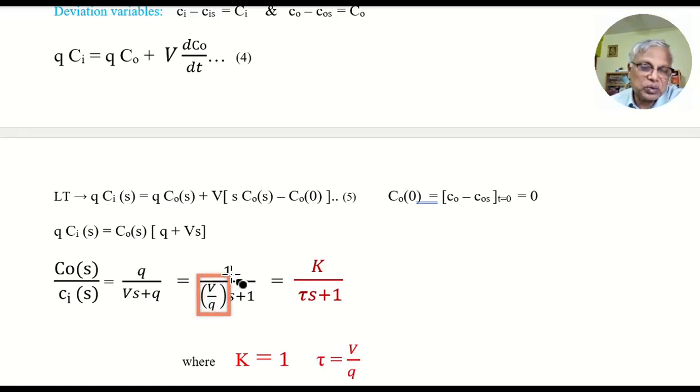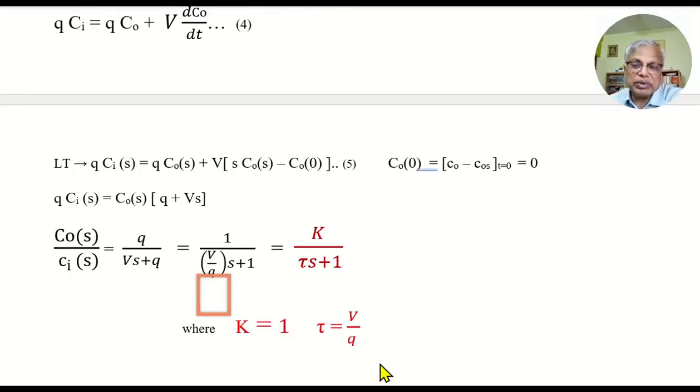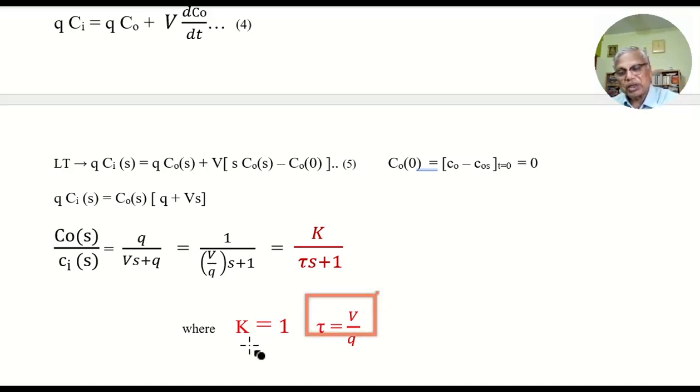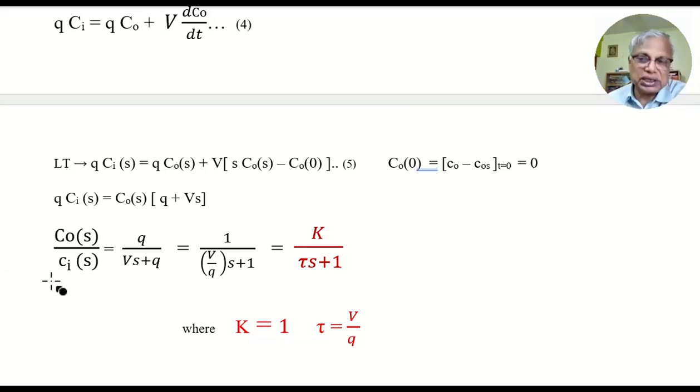Tau is this V by Q. Time constant is V by Q. So if you substitute the units of V and Q, V is the volume of the tank, meter cube. Q is the volumetric flow rate of the liquid, meter cube per second. So if we divide the units, for tau we will find time units, seconds. K is 1, K does not have any unit because the transfer function relates two variables which have the same dimensions.